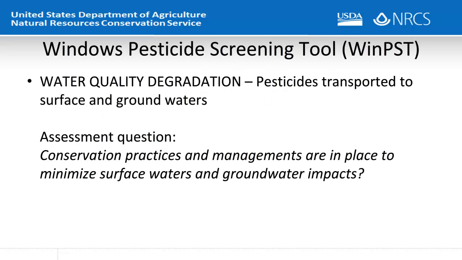For our final unknown resource concern, water quality degradation, pesticides transported to surface and groundwaters, we need to answer the assessment question. Conservation practices and managements are in place to minimize surface waters and groundwater impacts. We will use the tool WinPST to answer that question.